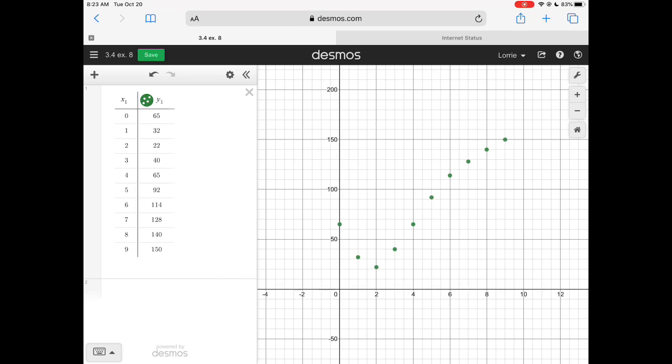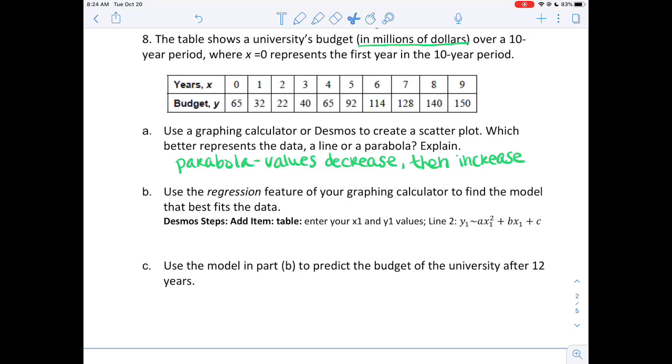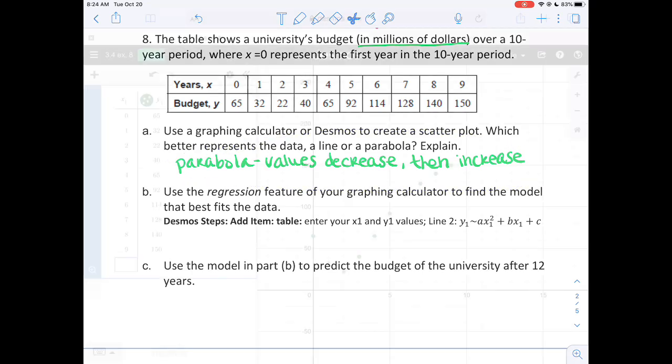It's kind of cut off at 0 because we don't do negative time, but I can tell that it's definitely a parabola. Back over in my notes for part A, I can say that this is definitively a parabola because the values decrease and then increase. They definitely don't go in a straight line.